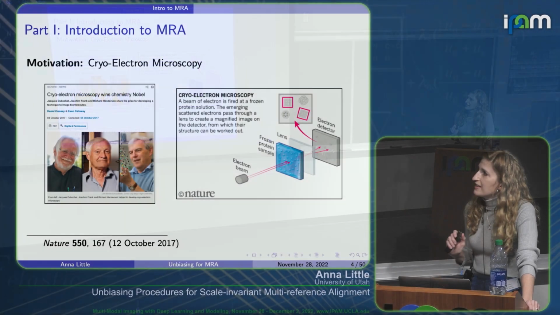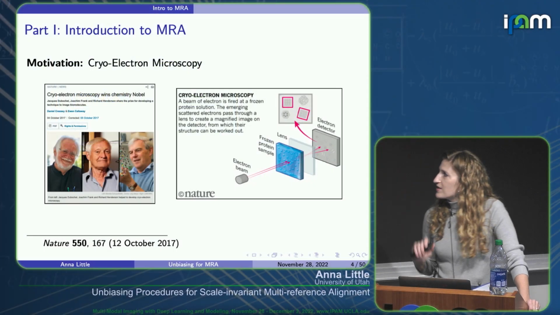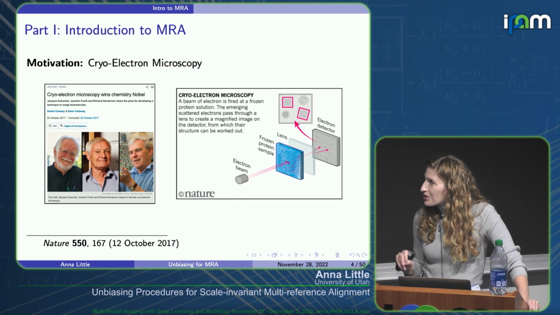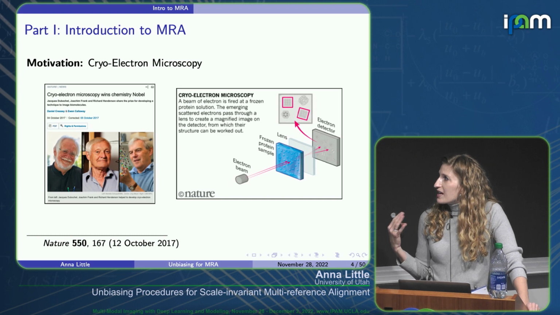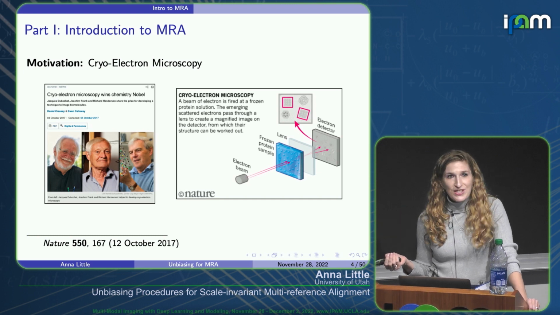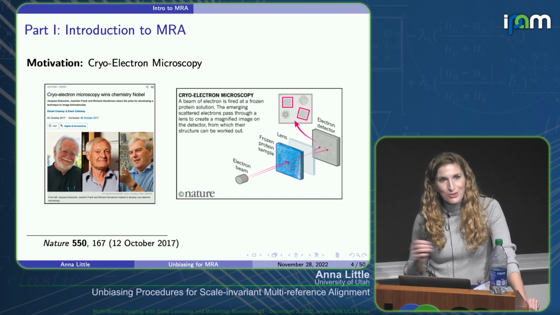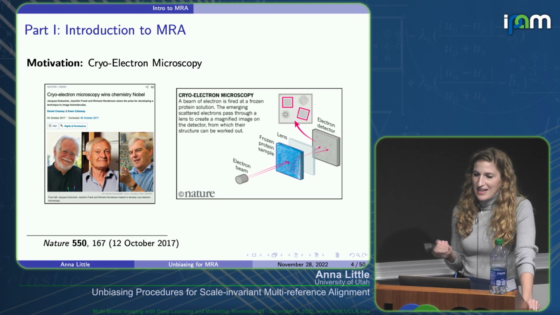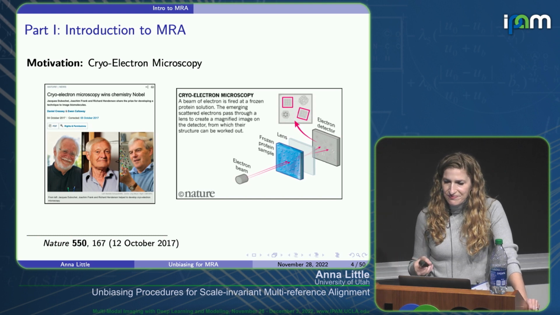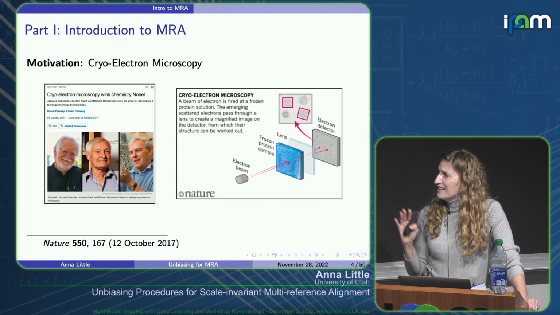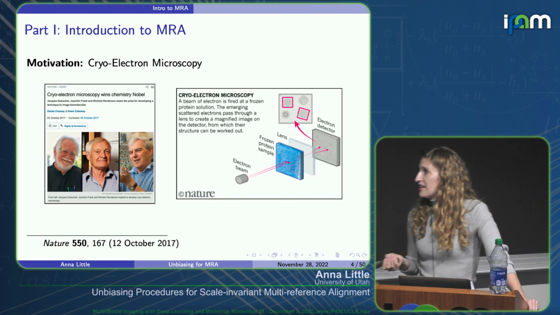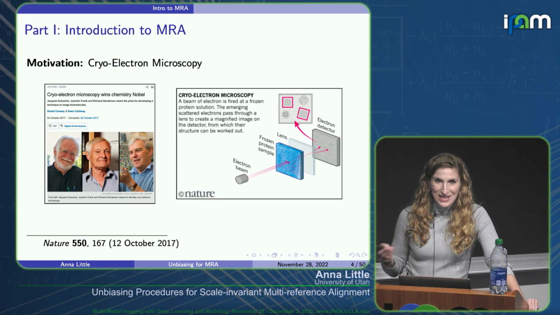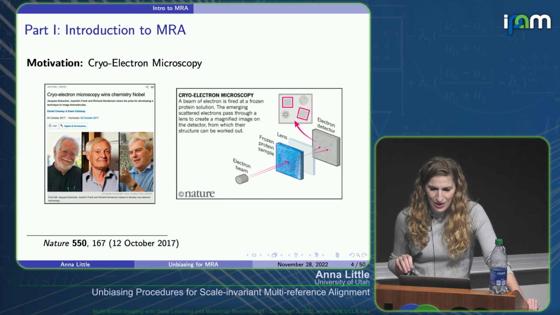So first of all, and why perhaps this talk fits in well with the theme of the workshop, a little introduction to multi-reference alignment. One of the main motivations for studying these kinds of mathematical problems can be found in cryo-electron microscopy. So this is a novel technology for molecular imaging, which won the Nobel Prize in Chemistry in 2017, as you're probably all aware.